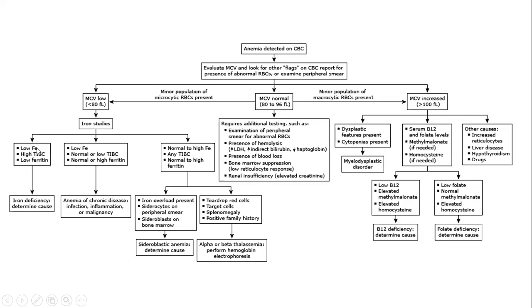So they said low iron, high TIBC, low ferritin: iron deficiency anemia. But in iron studies, low iron, normal or low TIBC, normal or high ferritin: anemia of chronic disease. And another, normal to high iron, any TIBC, normal to high ferritin: iron overload. And another one, MCV is normal, but the patient has anemia.